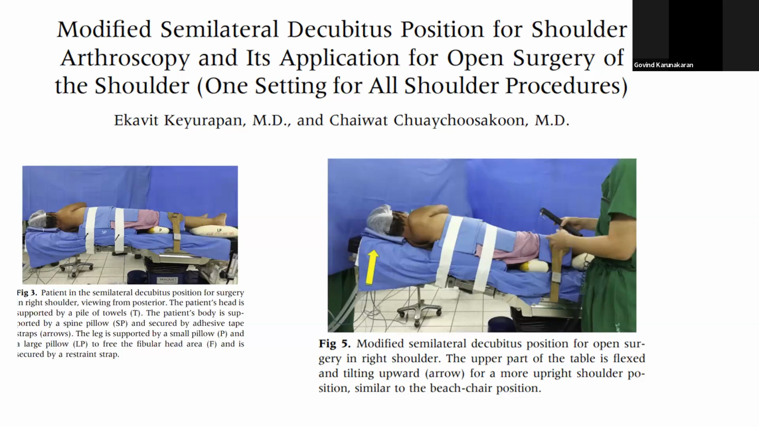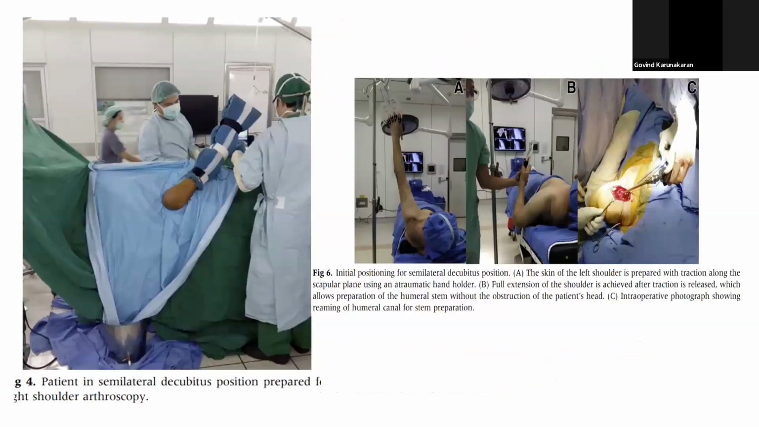The upper torso is externally rotated, so that in case of need to open, the upper end of the table can be flexed, and it will resemble a Beecher position, and the open surgery becomes easier without a need for redraping. So this is again the same position shown in the patient after draping.